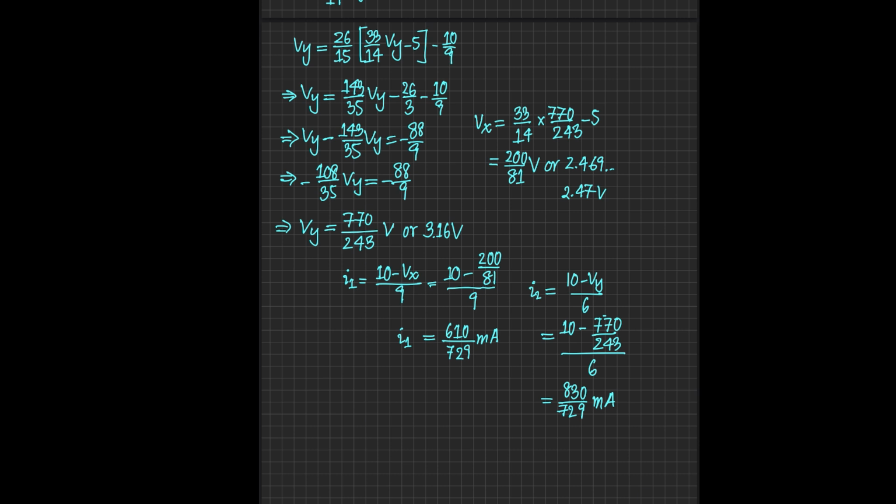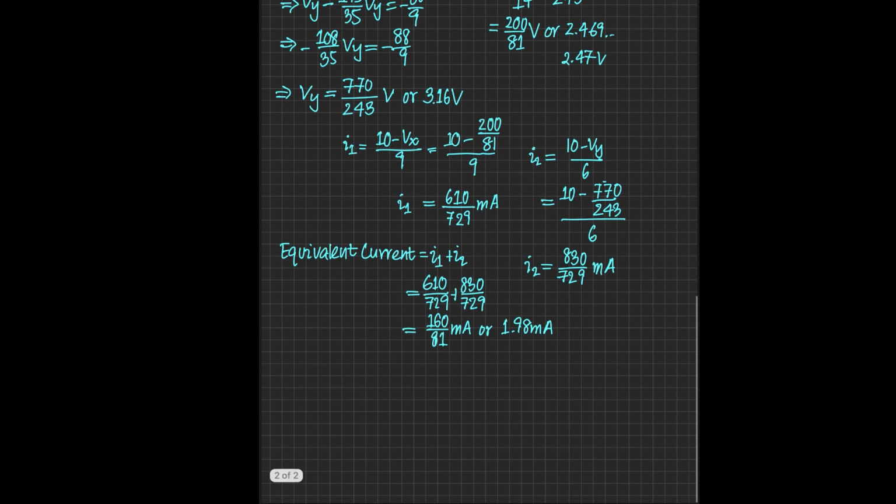Okay, so we have our final results of I1 and I2. So the equivalent current going into the circuit is equal to I1 plus I2, which is 160 by 81 milliamps, or simply 1.9.